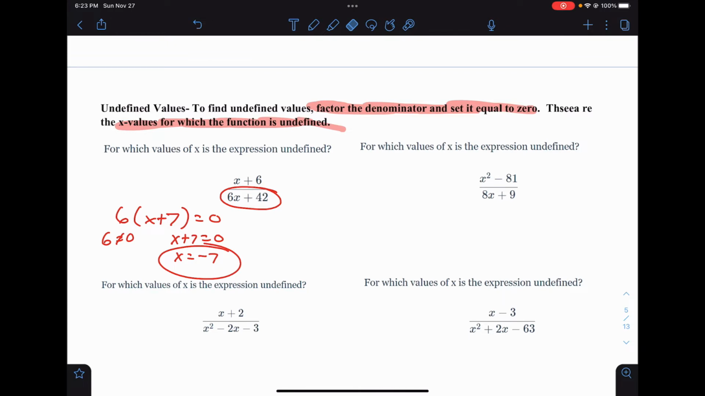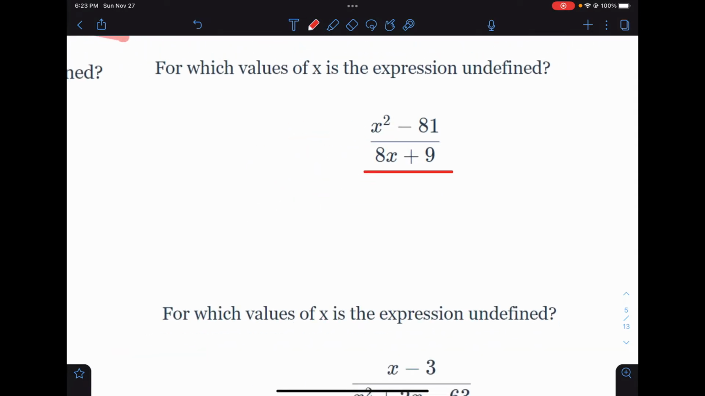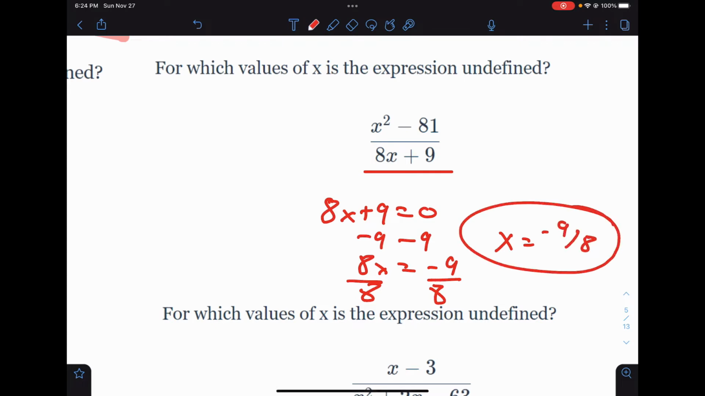All right. Then if we take a look here, we can't factor this denominator at all. We've got 8x plus 9. So all we have to do here is set it equal to 0 and solve. Divide by 8. We get that x equals negative 9/8. So for this function, that would be the value of x for which the function is undefined.